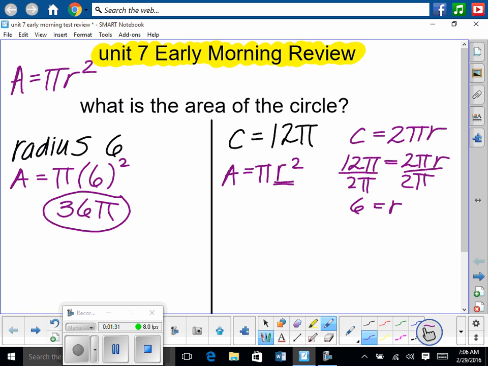So once again, area of a circle is pi r squared. So we know area is pi times 6 squared, which is 36 pi. So it depends on how the question's asked. It might just give you the radius, so then it's really easy. If not, it's not that hard to figure out the radius, right, everybody? Okay.